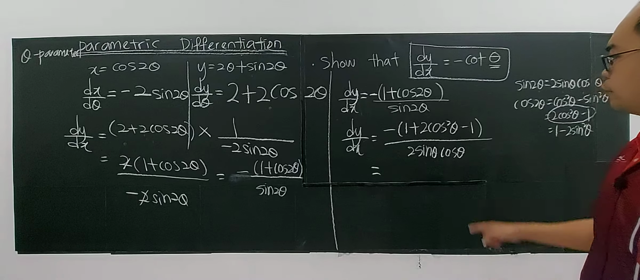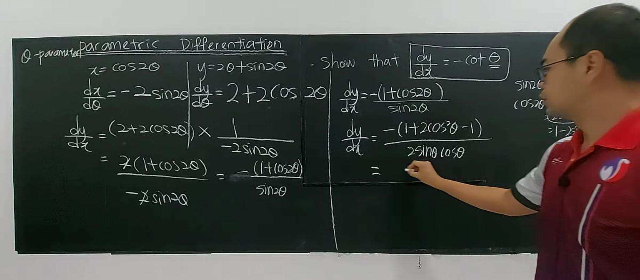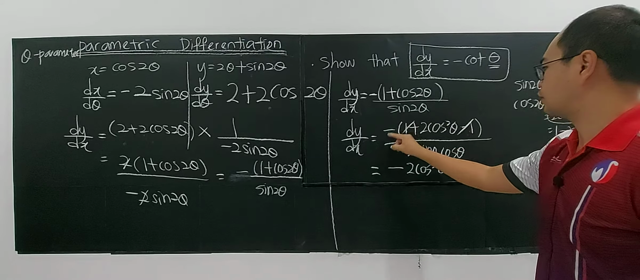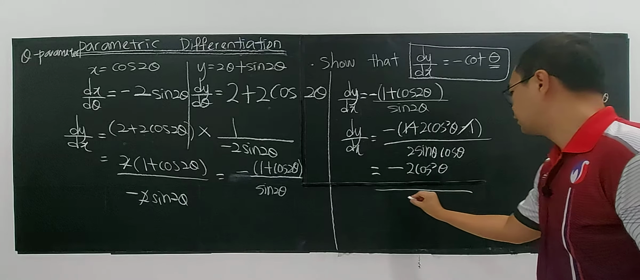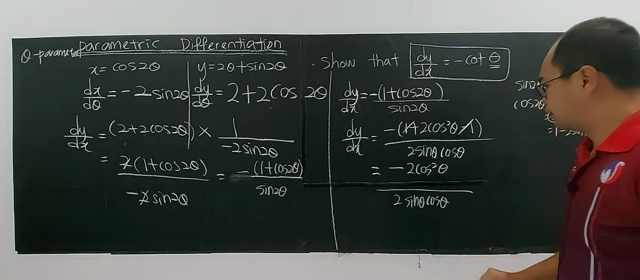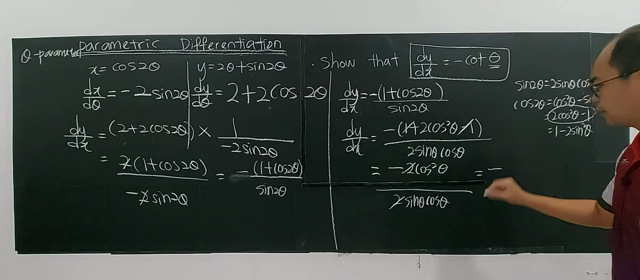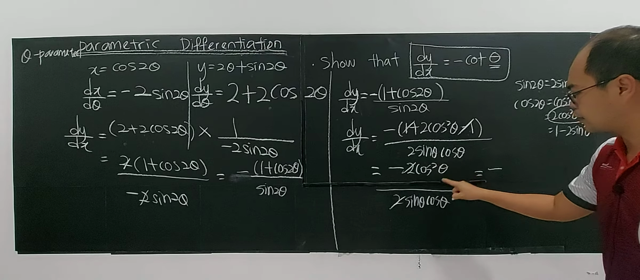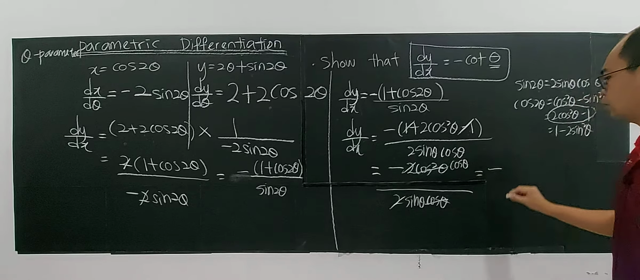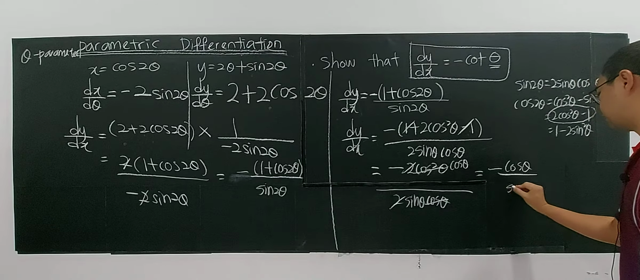Now I have to simplify 1 minus 1, which is 0. So you have negative 2 cos squared theta divided by 2 sine theta cos theta. The 2 and the 2 cancel off, and cos squared theta over cos leaves one cos theta. So you are getting negative cos theta over sine theta.